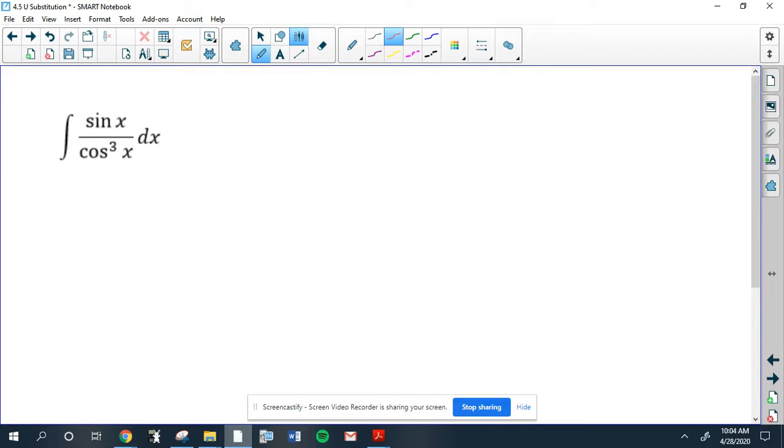All right, here's another couple of examples of integrating trig functions using u-substitution. And they're going to be a little bit different than the previous two examples. You'll see why pretty quickly. So if you look at the function we're doing, it's the integral of sine over cosine cubed of x.